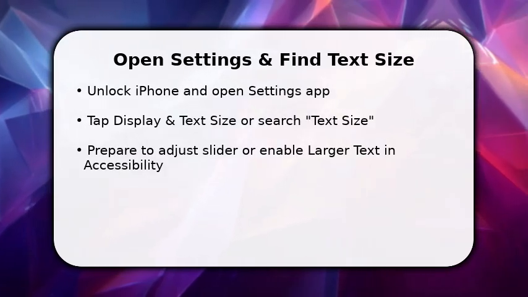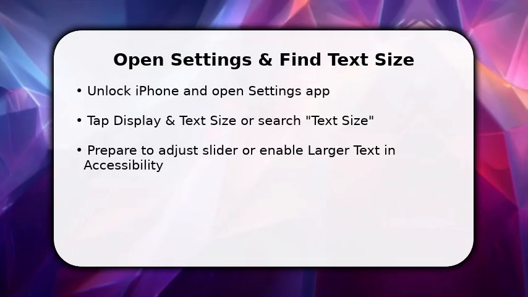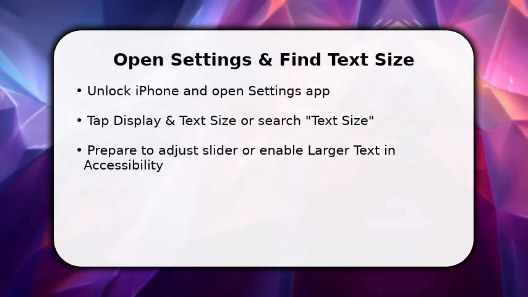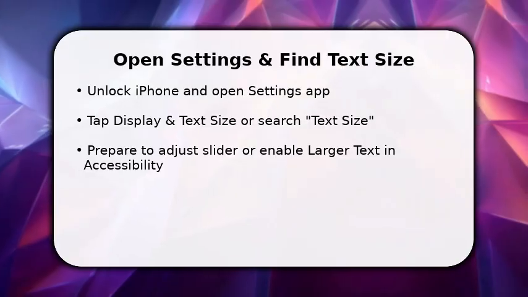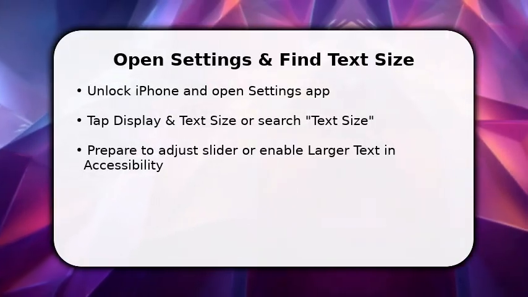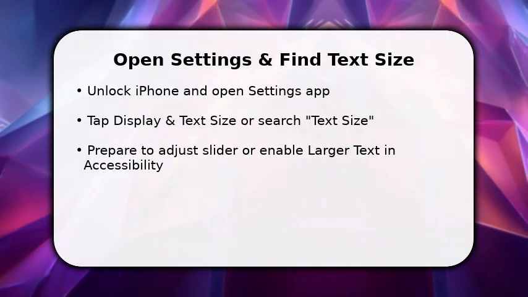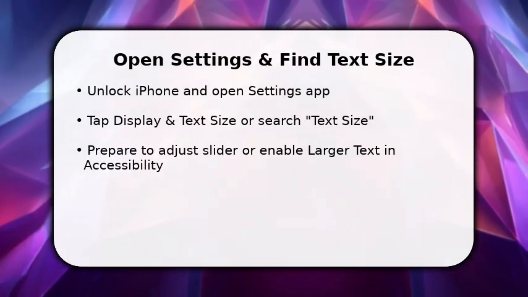Make sure to note whether apps support dynamic type. Now tap Text Size to reveal the slider. This is the first actionable control. Move to the next slide when you have the slider visible and know if you need stronger scaling via accessibility.